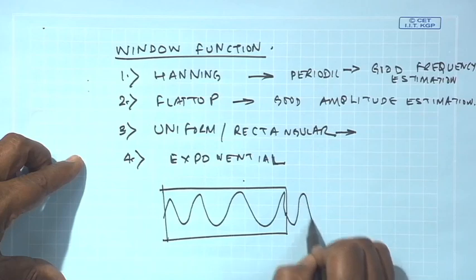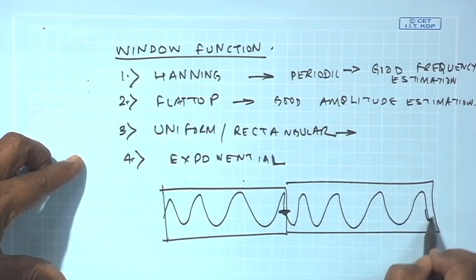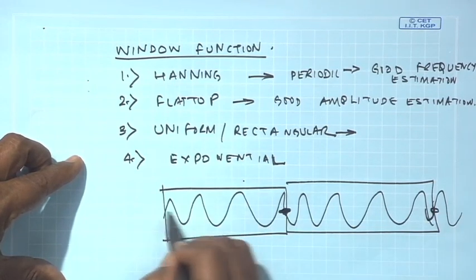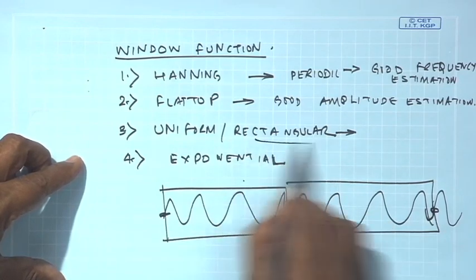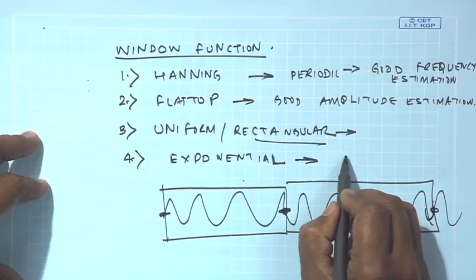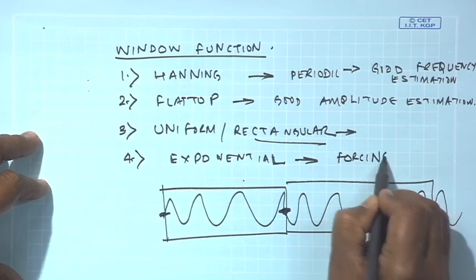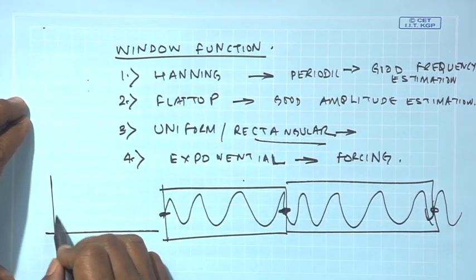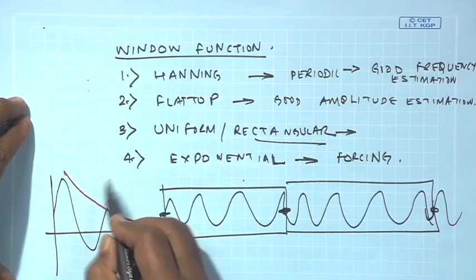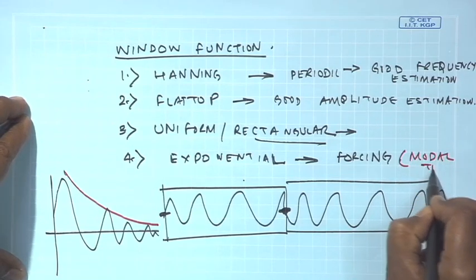There is no need to have a window, because if they will end at 0 and start at 0, nothing is going to go wrong. In such case, you need not apply any window. An exponential is used for forcing functions, or where response is dying out with time. For example, you can use an exponential window, usually for modal testing. We will discuss this later on.